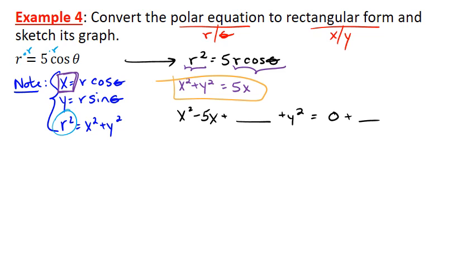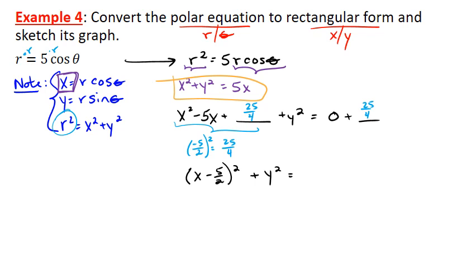Okay, so we're going to complete the square on this. So your special little number ends up being -5 divided by 2. We're going to square that, so 25/4. Special little number, 25/4, 25/4. This here will factor into x minus 5/2, that quantity is squared, plus y squared is equal to 25/4.